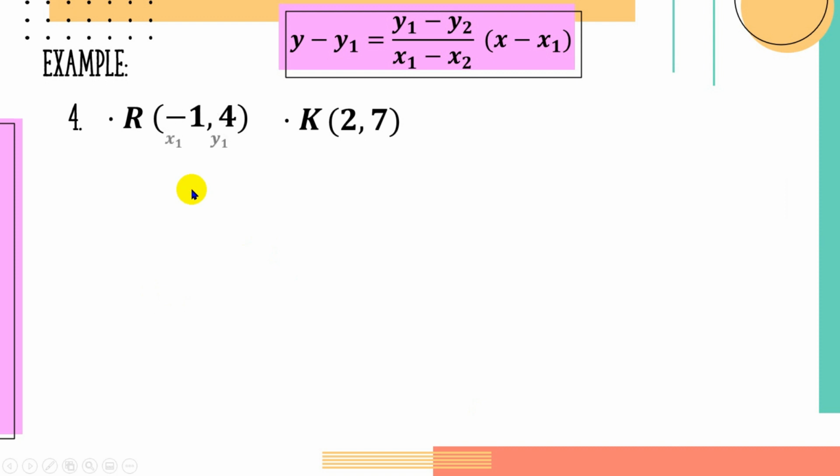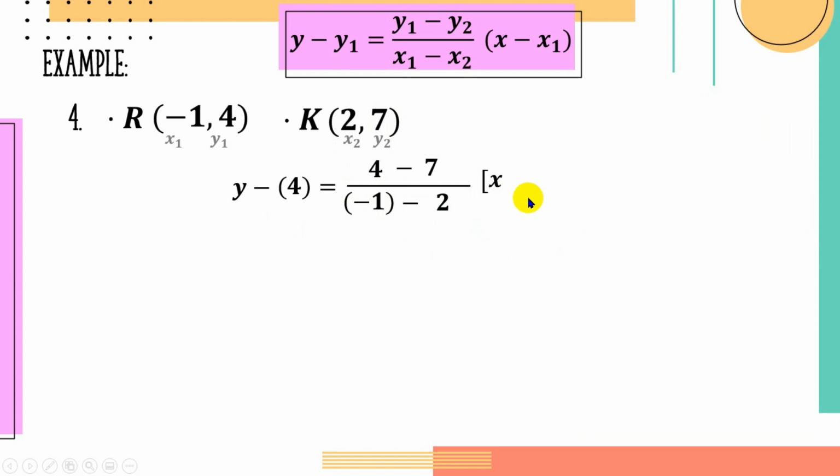Okay, so for the answer, again, we have to substitute the x sub 1, y sub 1, x sub 2, y sub 2 to our 2-point form. So we have y minus y sub 1, that is positive 4, equals siya sa y sub 1, which is positive 4, minus y sub 2, which is positive 7, so 4 minus 7, all over x sub 1, which is negative 1, so better enclose it in parentheses, minus our x sub 2, which is positive 2. So, meron tayong negative 1 minus 2 dito sa ating denominator.